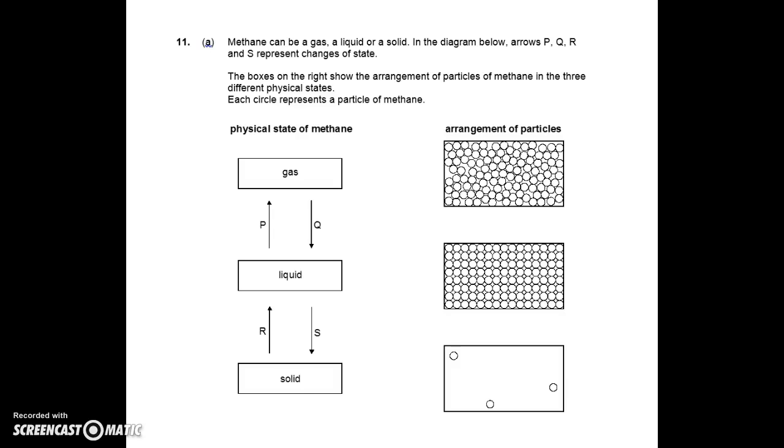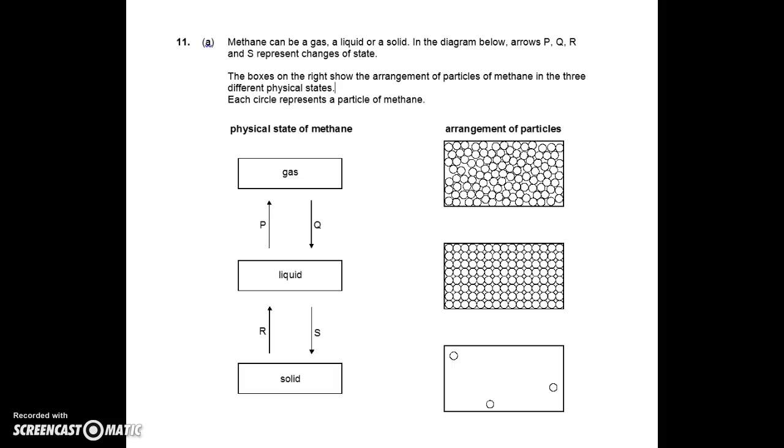Okay, this is question 16. So methane can be a gas, a liquid, or a solid, just like water can. In the diagram below, arrows P, Q, R, and S represent changes of state. The boxes on the right show the arrangement of particles of methane in the three different physical states.